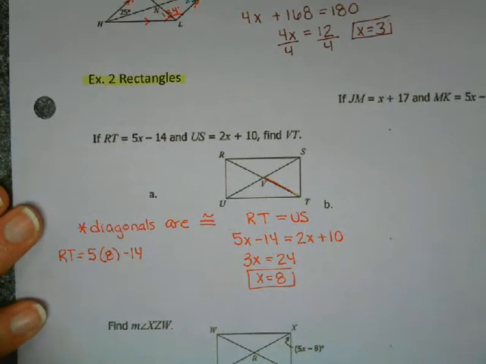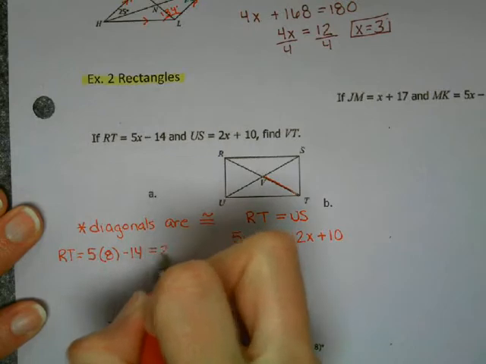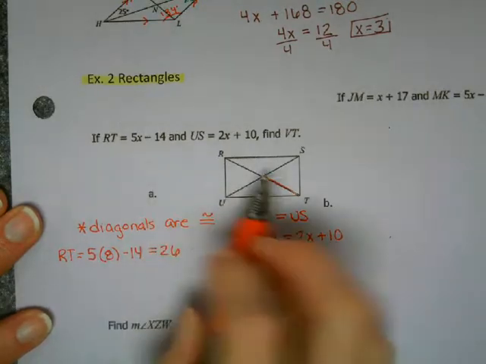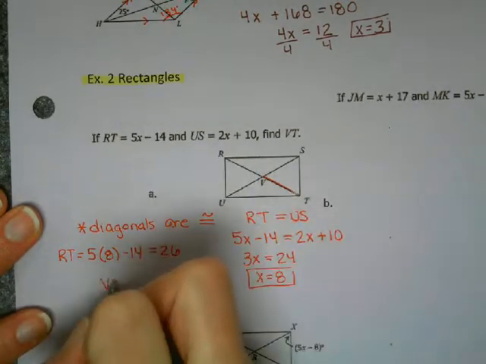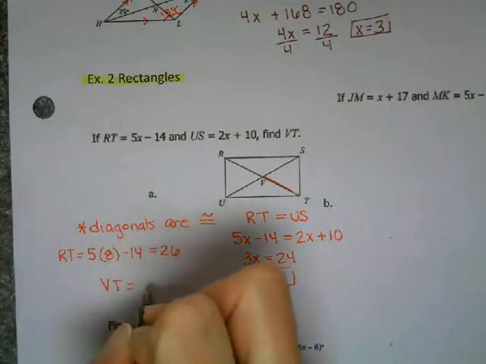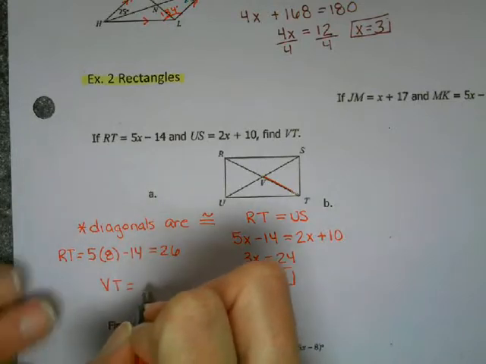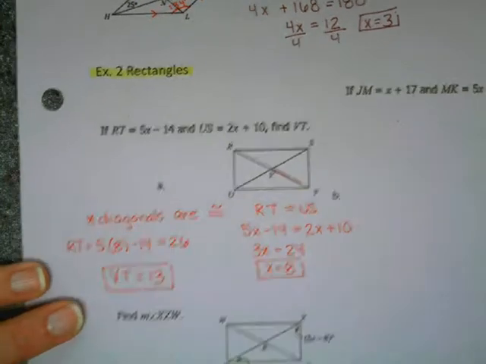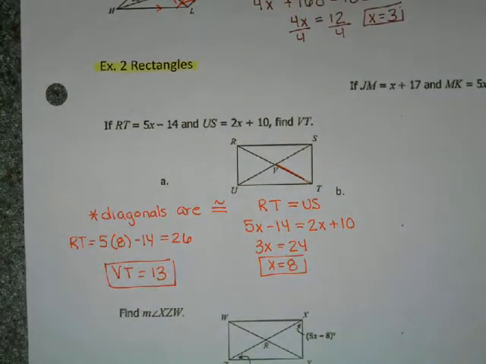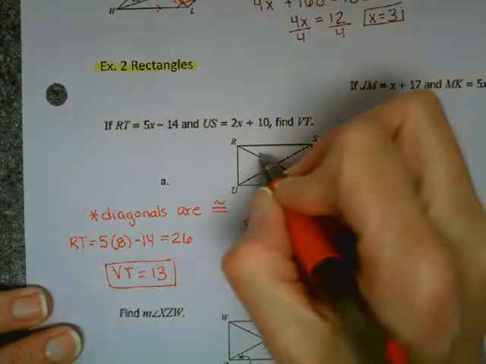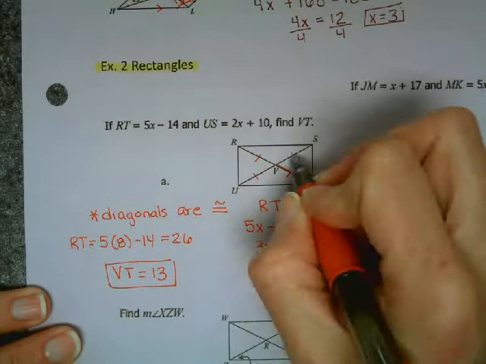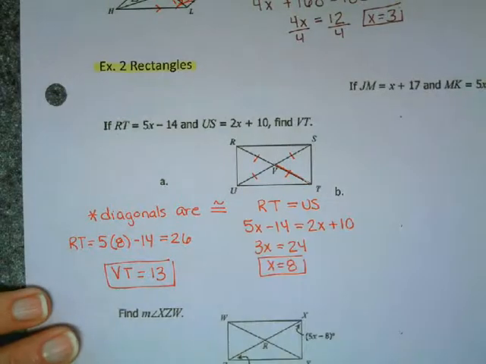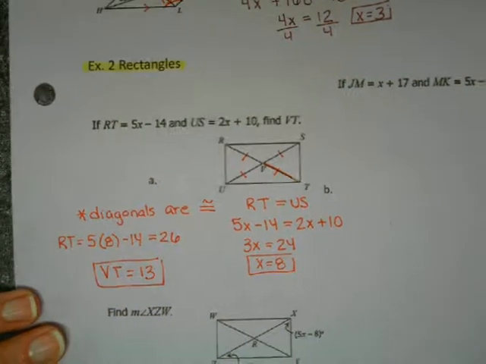That gives me 40 minus 14 equals 26. So RT is 26, so VT is only half of that. So VT would equal 13. Okay, diagonals are congruent, and diagonals bisect each other. So these are all four congruent in that picture. So all those little segments would be 13.